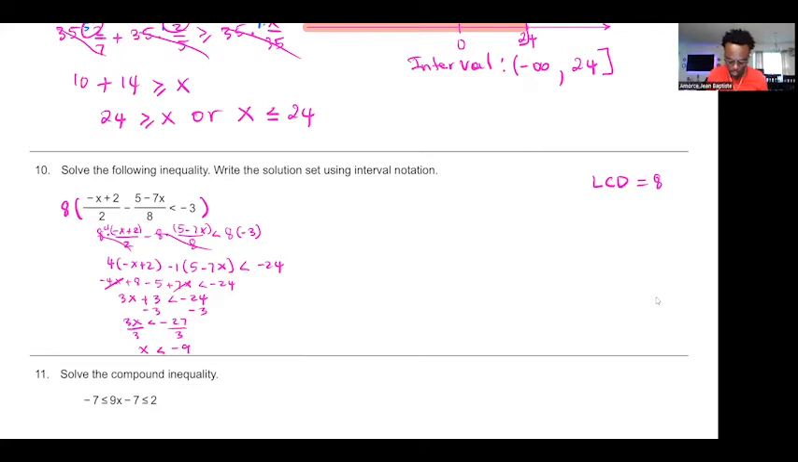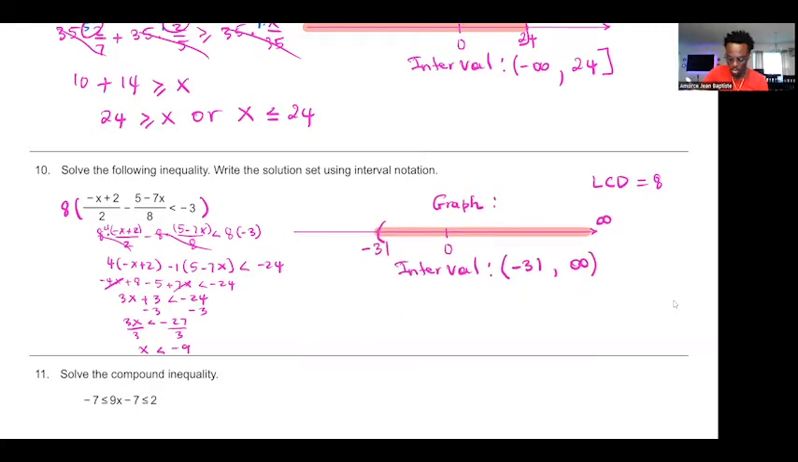Let me try to re-verify again. That's negative 4x plus 2 plus 8, negative 5, plus 7x less than negative 24. Combine like terms, plus 3, negative 4x. Okay, perfect. Now that we have the answer for this, we can graph it, or we can give the interval notation. I mean, both of them actually.